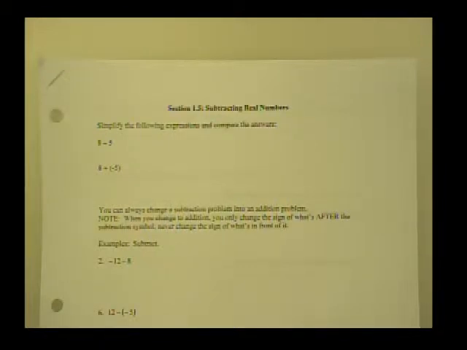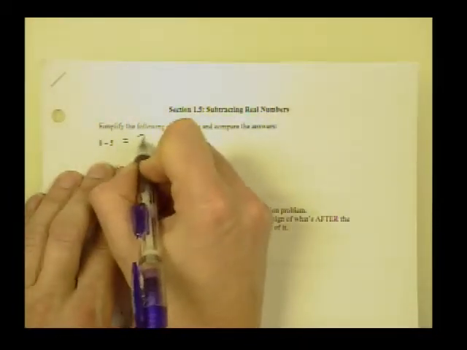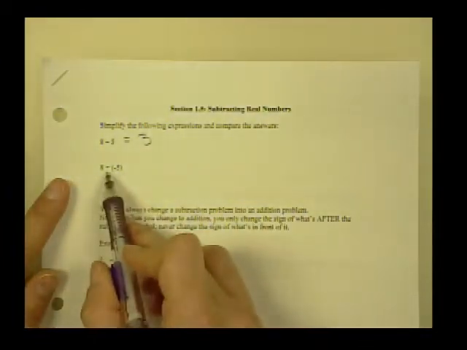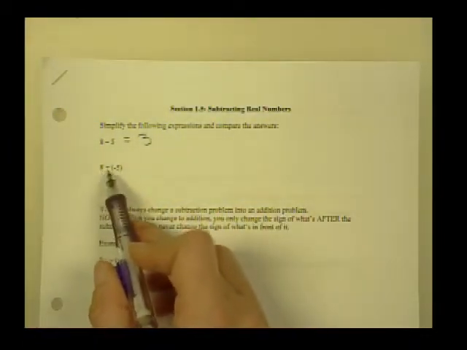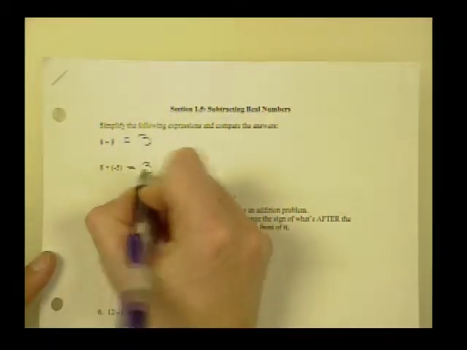Okay, so now we're just talking about subtracting. And so it says simplify the following expressions and compare the answers. So 8 minus 5, 3. 8 plus negative 5. So it's like you won $8 and you lost $5. So you're still up $3.